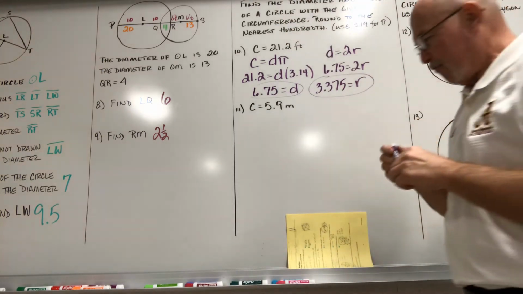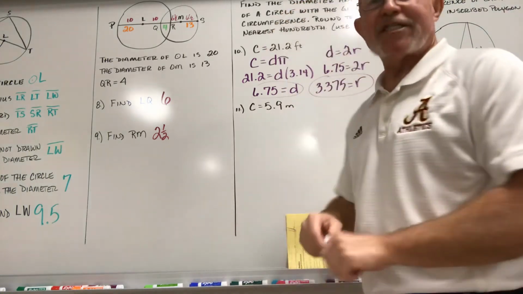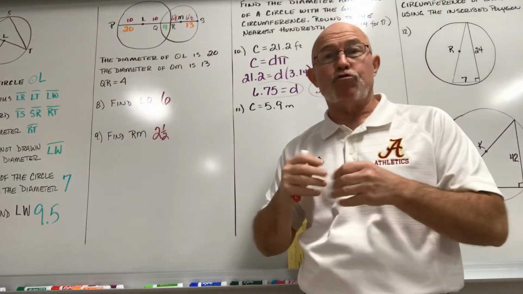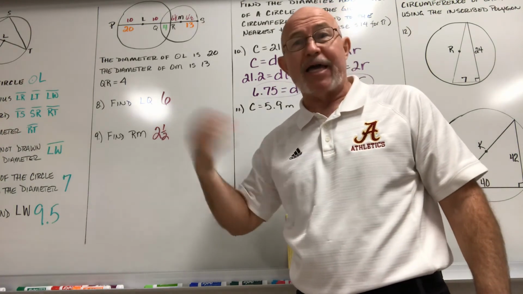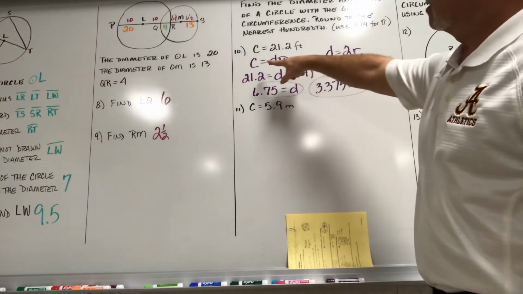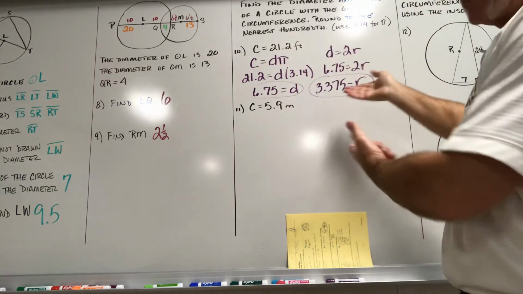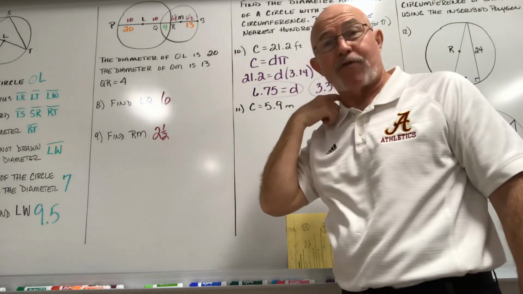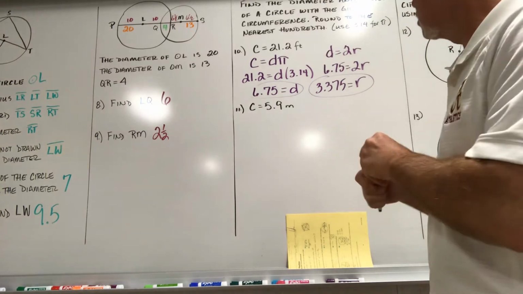Now, if your question asks or tells you to leave it in exact form, that means we leave pi in the answer. So in this case, if we were finding the circumference and we knew the radius, we would just leave pi as part of our answer. Perfectly acceptable and the way to do things.